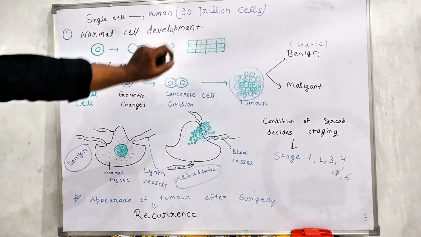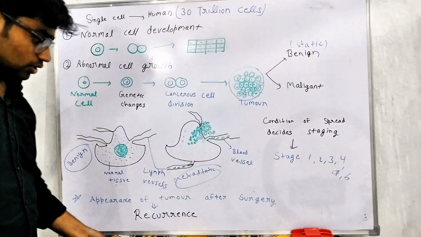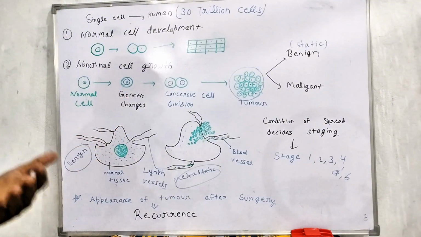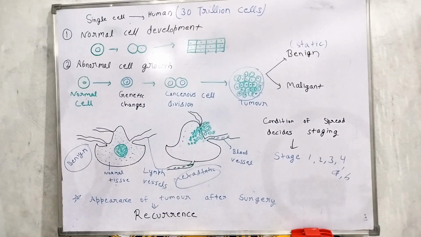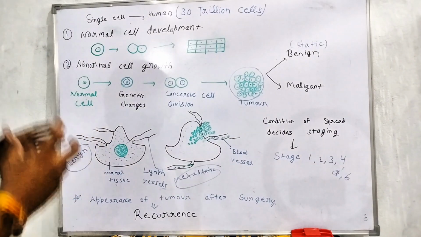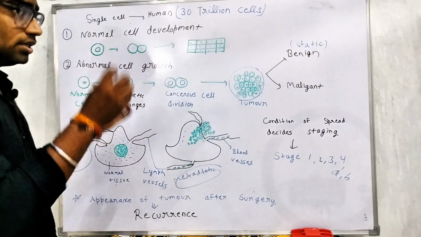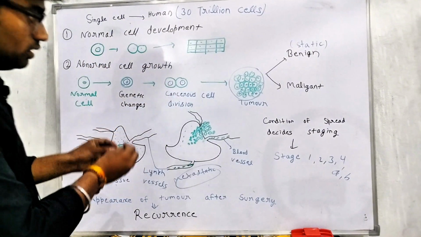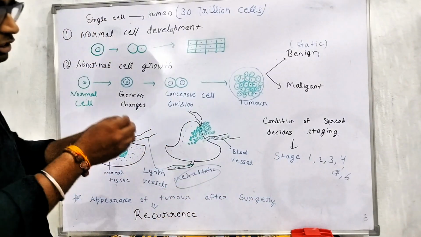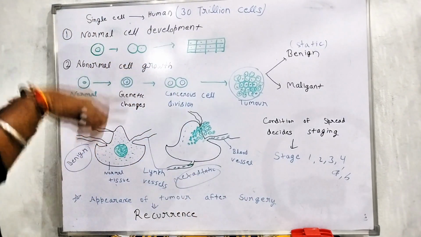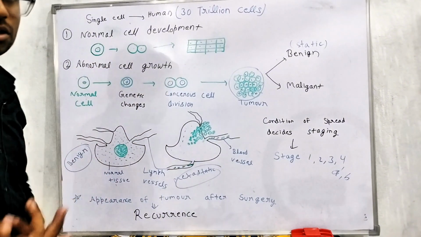So the condition of spread decides staging, meaning stage 1, 2, 3, 4. These stages are decided on the basis of spread, that is, how much the cancer cells have spread. If they are localized in an area, they are considered stage 1. If they start moving to other parts, start penetrating the layers like the muscularis layer and other parts, then they can be considered stage 2.